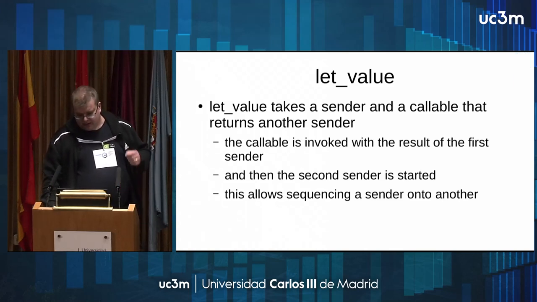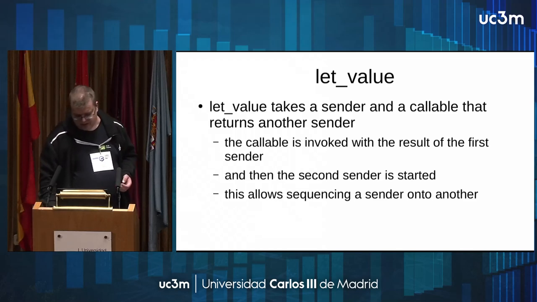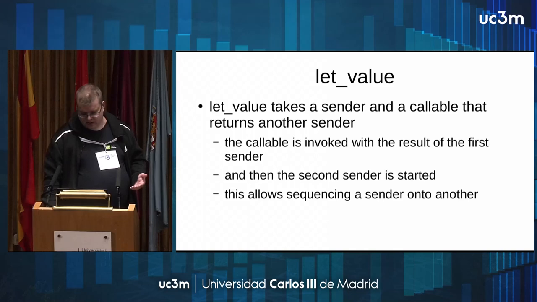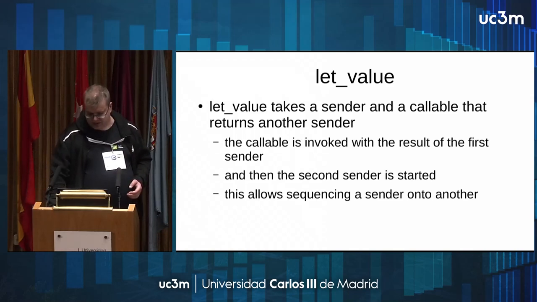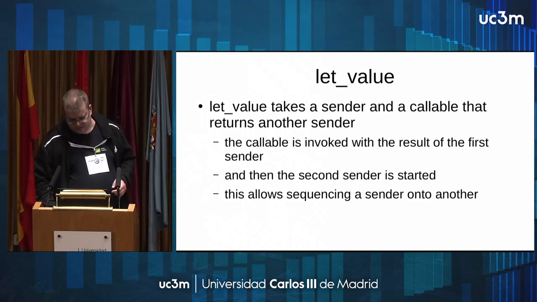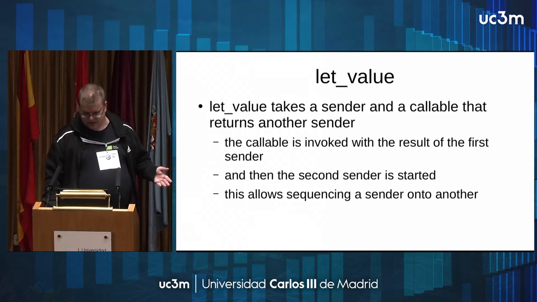And another building block for which I don't have a fancy illustration of how it works. Let value takes a sender and a callable, and that callable returns another sender. So the way it works is that the first sender completes, and once that happens, let value will invoke the callable that produces a sender, and the algorithm just returns that sender. So this allows sequencing senders onto another. That's not really the main use case for let value. In libunifex, there's a separate algorithm called sequence. But since the current std::exec implementation by NVIDIA doesn't have a separate sequence algorithm, I'm just shamelessly abusing let value to do the same thing, because it's, in some practical cases, necessary to be able to sequence senders this way.